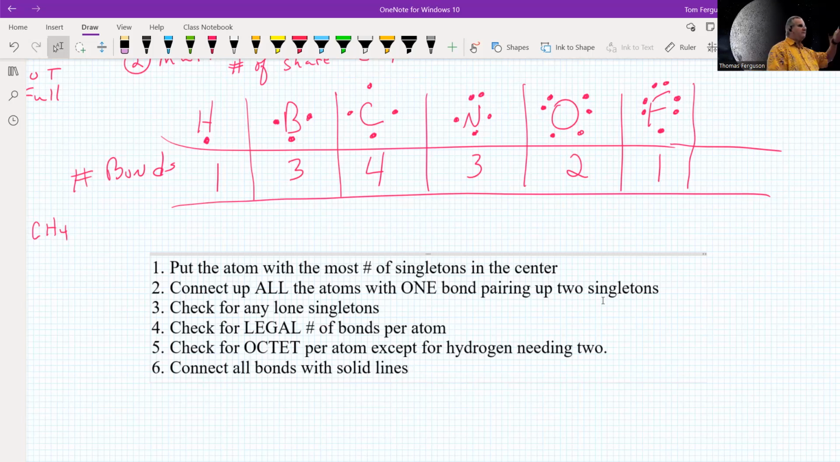Okay, and number 4 and 5 determine whether the structure is legal or not. Now, this is a document in files, if you don't want to write all that.